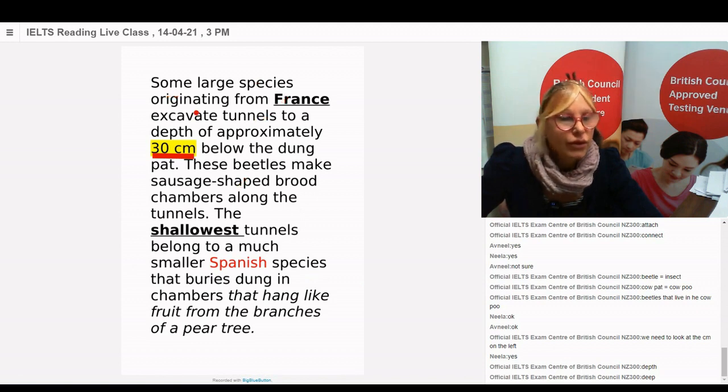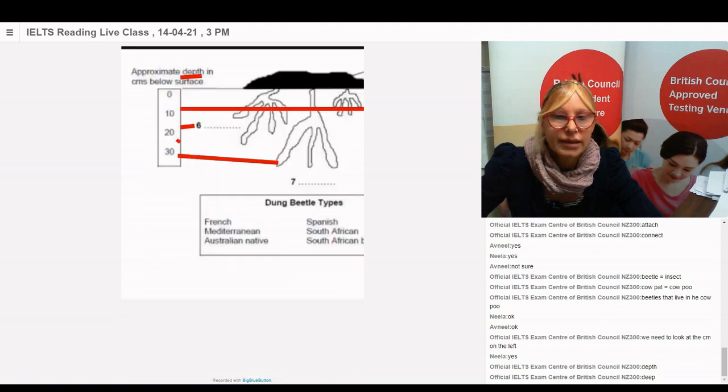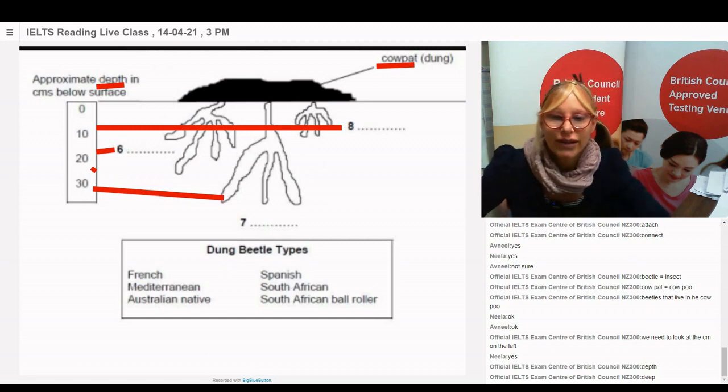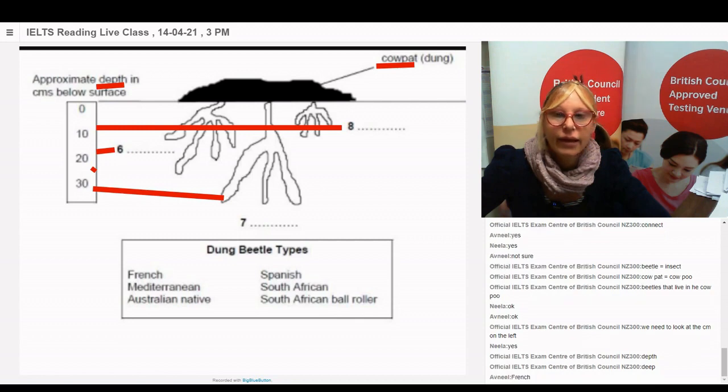So we've got this word France, okay, and in our choices we've got French, Mediterranean, Australian, etc. So which one do you think would go for number 7? Which word? Okay, oh, very good, excellent. Let's go back and let's do number 6 and number 7.